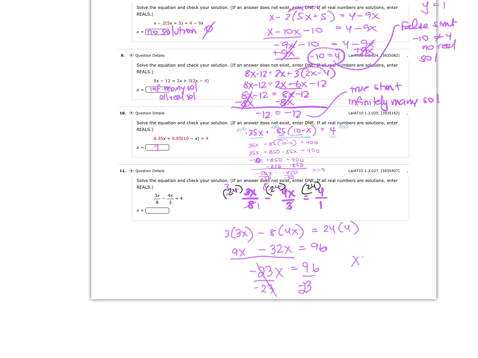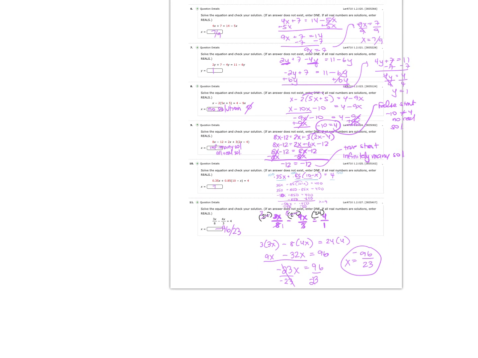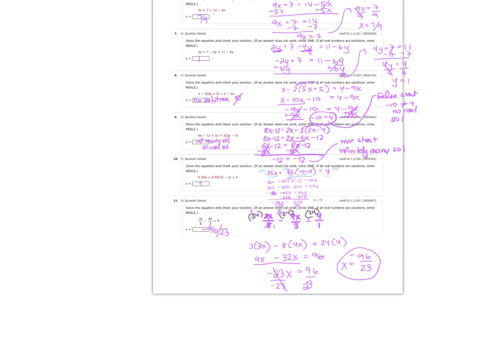So I'm going to get x equals negative 96 over 23. I can also make it a mixed number, but there's no need. Negative 96 over 23 is completely acceptable. And it made it easier than dealing with fractions. Now, I could have made them fractions, but I would much rather not.